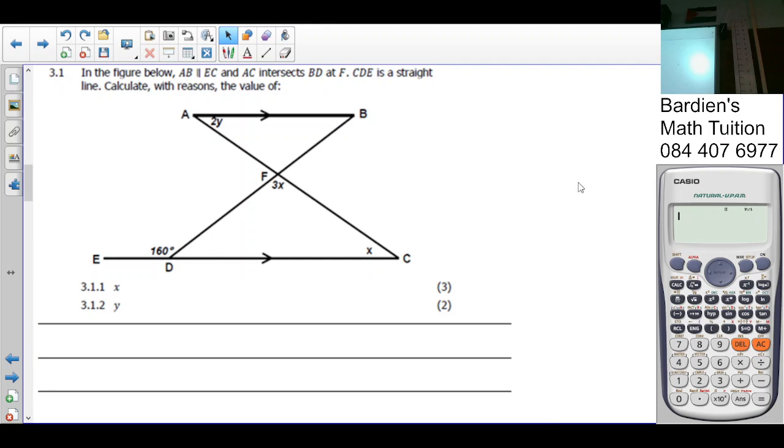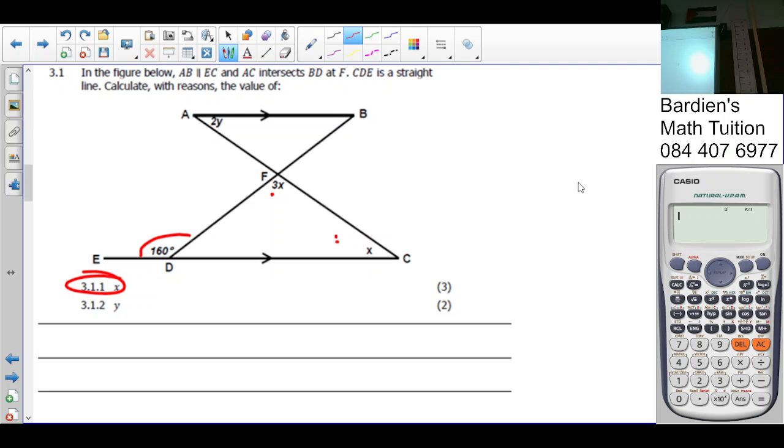Right, so we are told that in the figure below, AB is parallel to EC, and AC intersects BD at F. Then we are told that CDE is a straight line. Calculate with reason the value of X. So in the first case, to calculate X, we know that the exterior angle is equal to the sum of the two interior opposite angles.